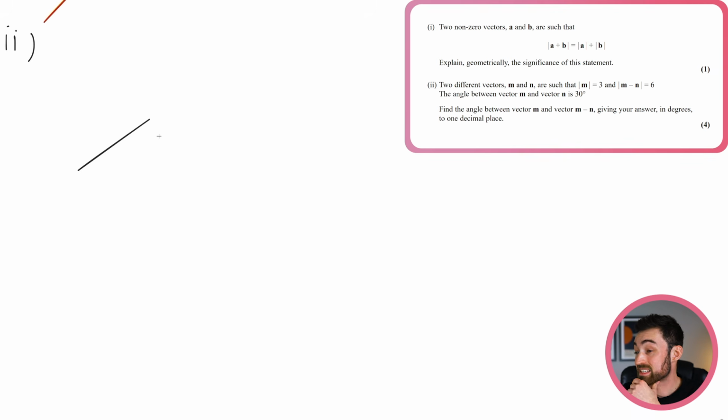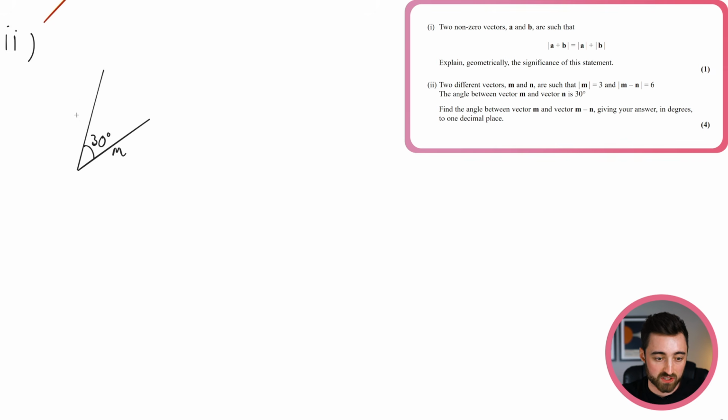And m minus n equals 6. Okay, the size of m minus n is 6, right? The angle between vector m and vector n is 30. Okay, so let's get that down. If this is m, then if the angle between m and n is 30, then maybe n could be something like that, where this thing is 30 degrees.